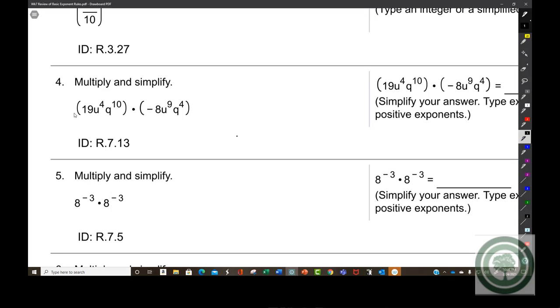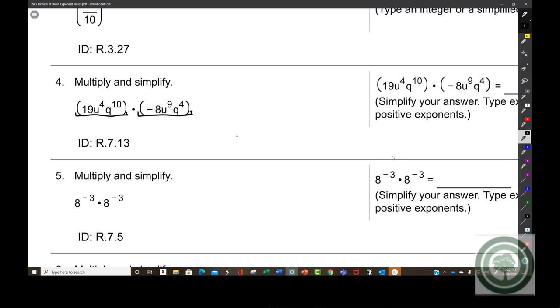Now, here we have two expressions multiplied by each other. We're going to be talking about what you do when you multiply like bases. So we have to talk about what is a base and what is an exponent. Well, you know what exponents are, but what is a base? It's easy to lose track of that.